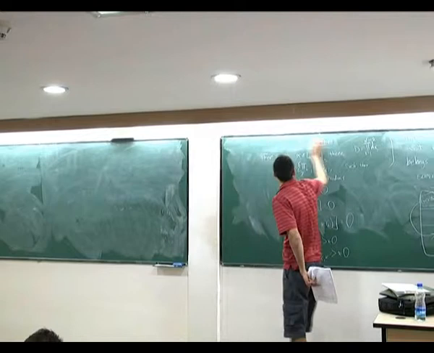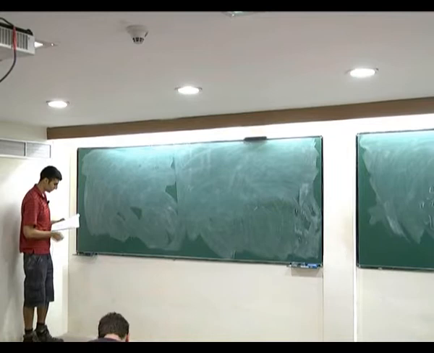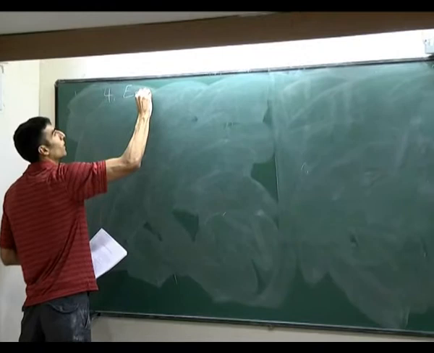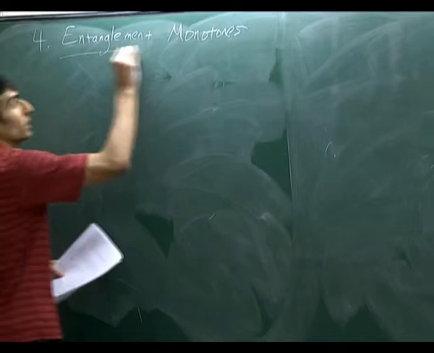OK, well, we'll erase as we go. So this is, I guess, entanglement monotones. That's what I want to discuss here. The plan is that I'll make a few general remarks on what entanglement monotones are, some very general properties, and why we use them, and then we'll hurry and analyze the structure of all bipartite entanglement monotones.